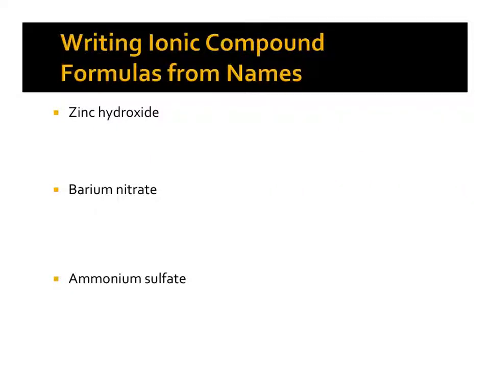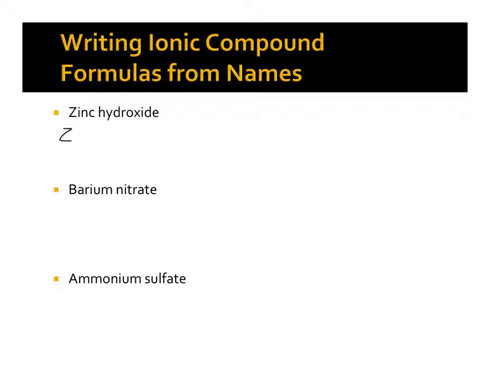Since it's a little bit more difficult to go from the name of a compound to its formula, I have a few more examples for you that we're going to look at today. The first one is zinc hydroxide. Zinc is a transition metal, but it actually only forms one charge. It's always going to be +1. So I'm going to start by drawing its picture.